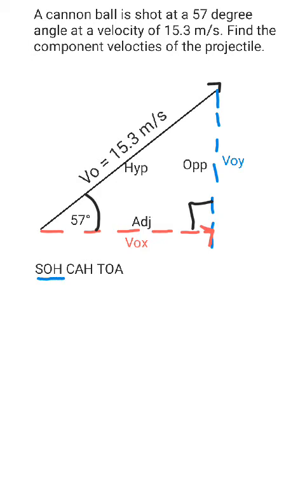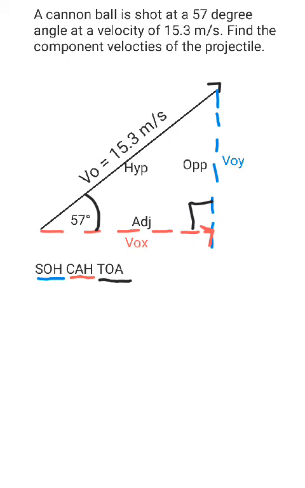57 degrees. CAH says that the value of the cosine of the angle, which is 57 degrees, is equal to the adjacent leg, which in this case is the v naught x, divided by the value of the hypotenuse, which is 15.3. And the tangent says that if you take the tangent of the angle, which is 57 degrees, that should be equal to the opposite leg, which is the v naught y, divided by the adjacent leg, which is v naught x. Right? So these are just basic trigonometric functions that you should already know.